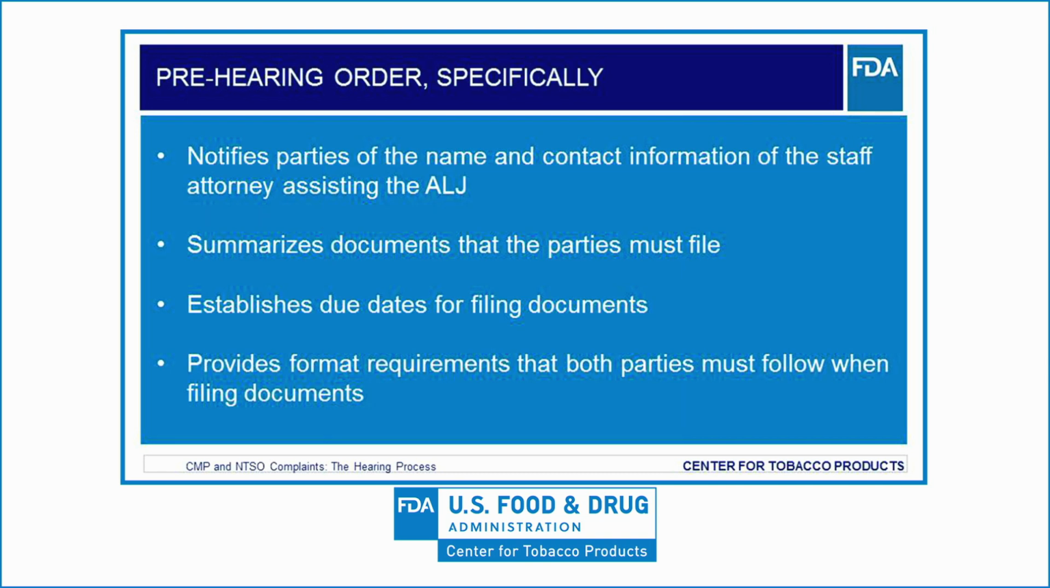More specifically, the pre-hearing order notifies you and FDA's Center for Tobacco Products of the name and contact information of the staff attorney assisting the ALJ. Summarizes the documents that FDA's Center for Tobacco Products and the retailer must file or submit to each other and to the ALJ. Establishes due dates for submitting documents and provides format requirements for such documents, such as page limits, procedures for marking of exhibits, and how to send documents to the ALJ and to the other party.